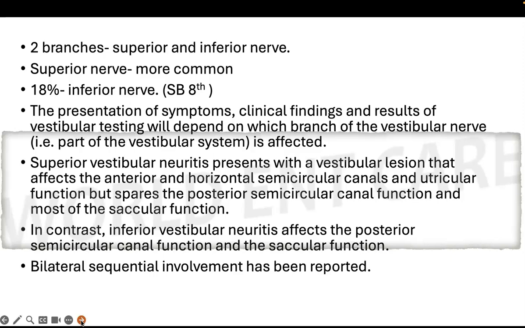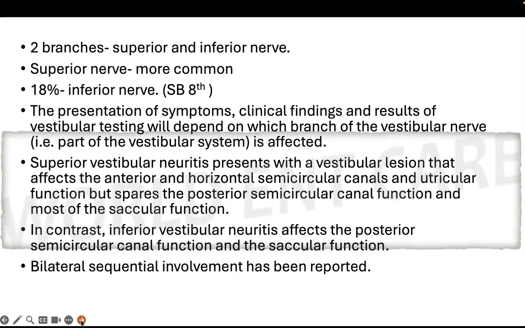Then basically, if we talk about which nerve gets infected more in vestibular neuritis, then it is the superior vestibular nerve. So there are two branches of the vestibular nerve, that is superior and inferior. The superior nerve is more commonly affected in vestibular neuritis, which may be explained by its course through a longer and more narrow bony canal, making it susceptible to swelling causing entrapment. Accordingly, only approximately 18% of vestibular neuritis affects the inferior nerve. That is as per Scott Brown 8th edition.